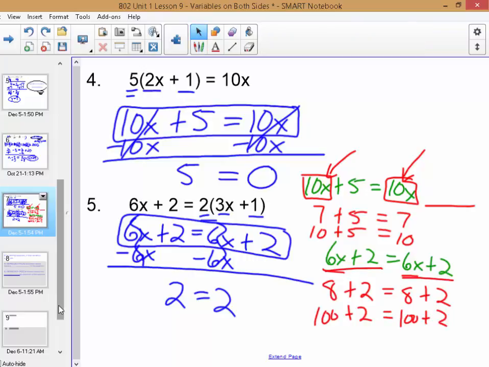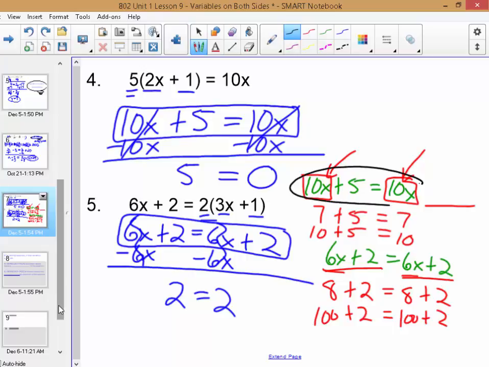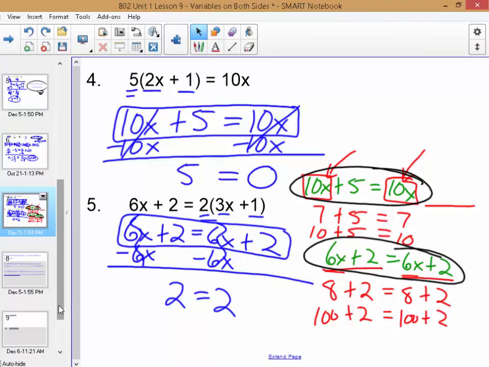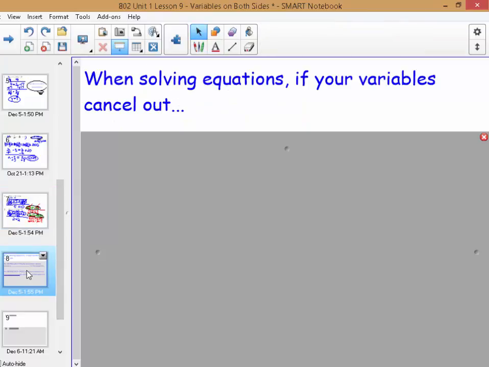So two very different situations here. One where there's no possible answer that we could put in to make it work, and one where there's anything that could make it work. And that's the big takeaway from this set of notes right here. It says when solving equations, if your variables cancel out.